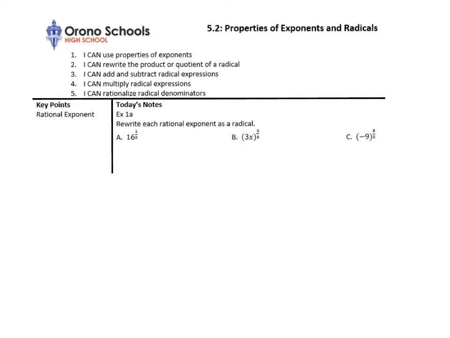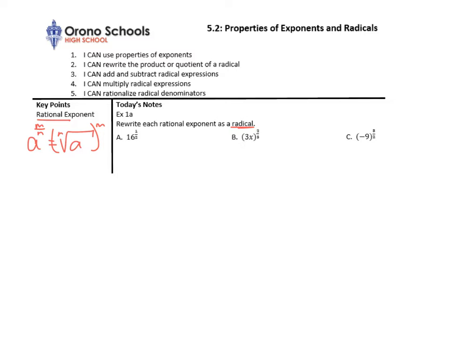As a quick review, a rational exponent is just anything that has a fraction for your exponent. So if we have a base and m over n, remember the denominator is the root, and then you raise it to the m power. So nothing really new here. On the right-hand side, rewrite each rational exponent as a radical.